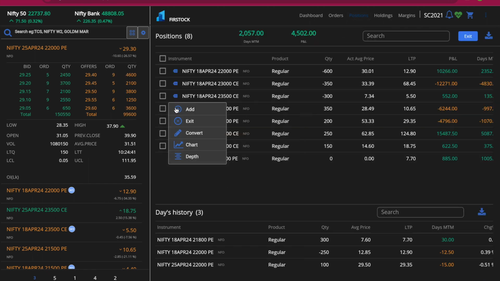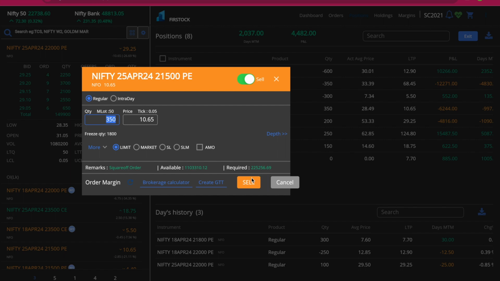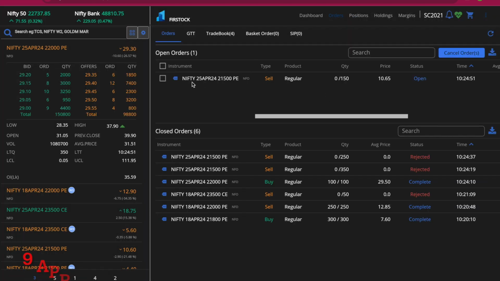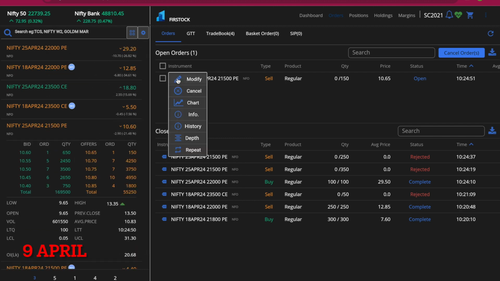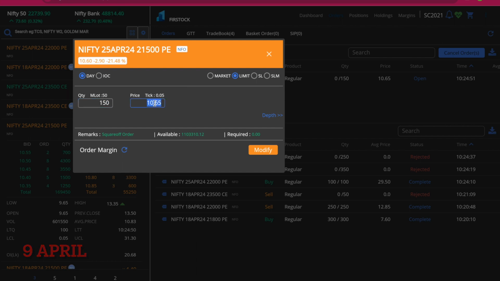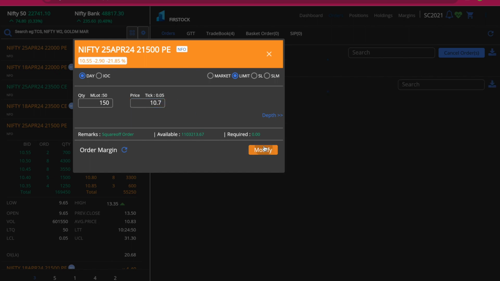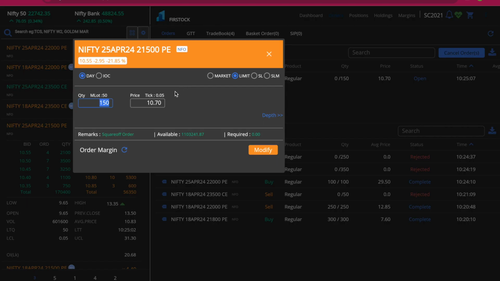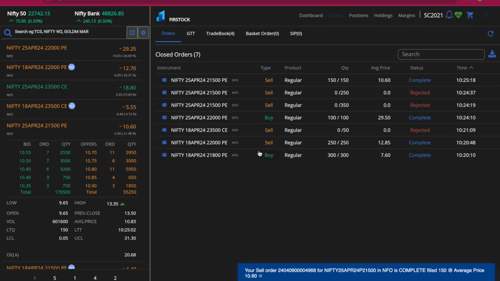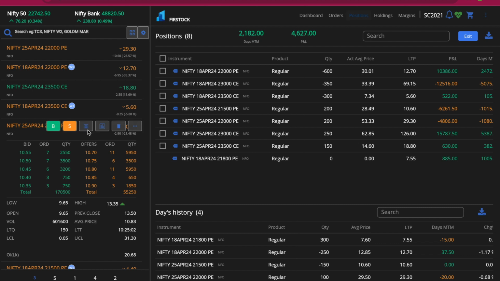What's the point here? Exit this. 50 quantity will be exited only. We will just sell this 150. 1.7. 10.6. Okay, margins are 48.